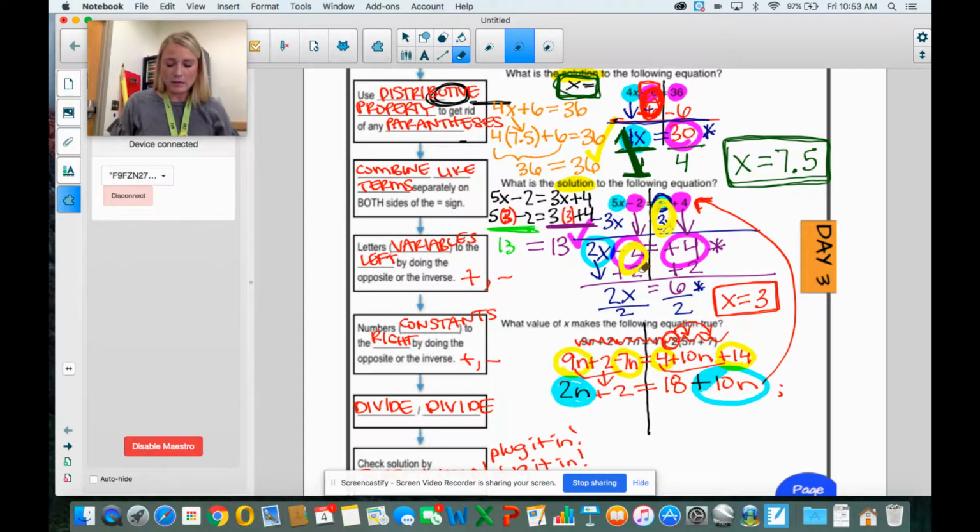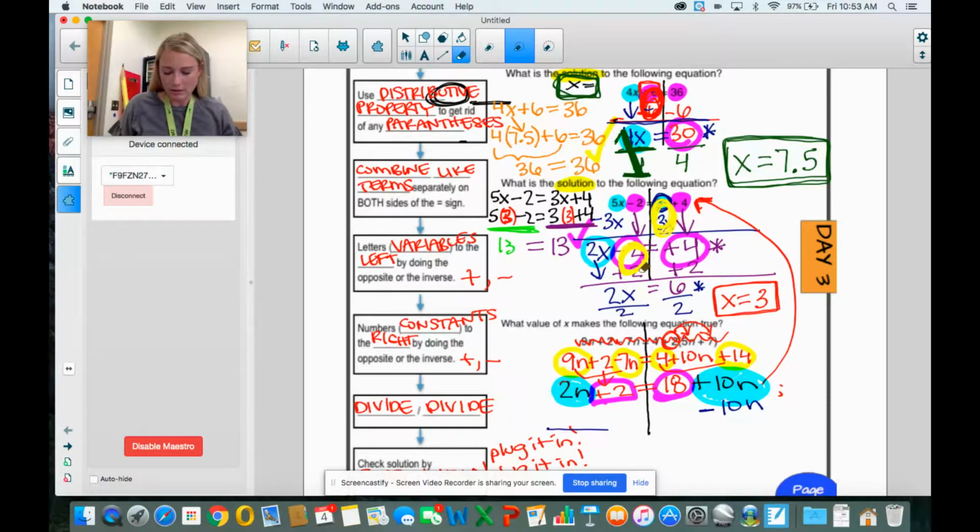And then let's highlight your constants. And I'm not going to go over them because I used red. Not very smart. Okay, so we're going to go letters to the left. What is the opposite of a plus 10n? You have to do the inverse. So the opposite of adding something is subtracting it. Whatever you do on one side, you have to do on the other.